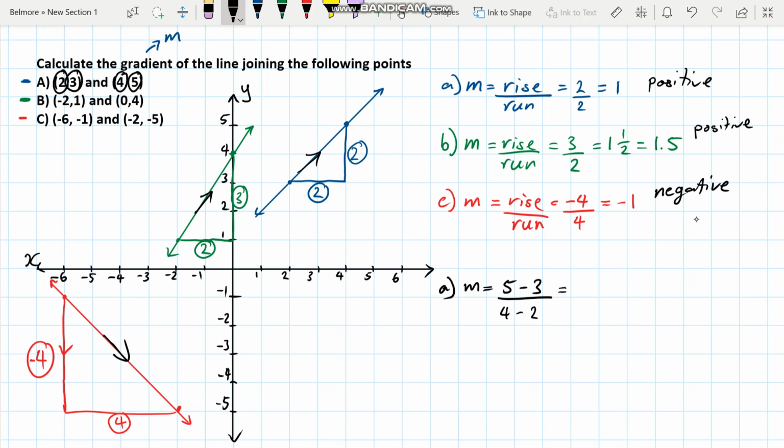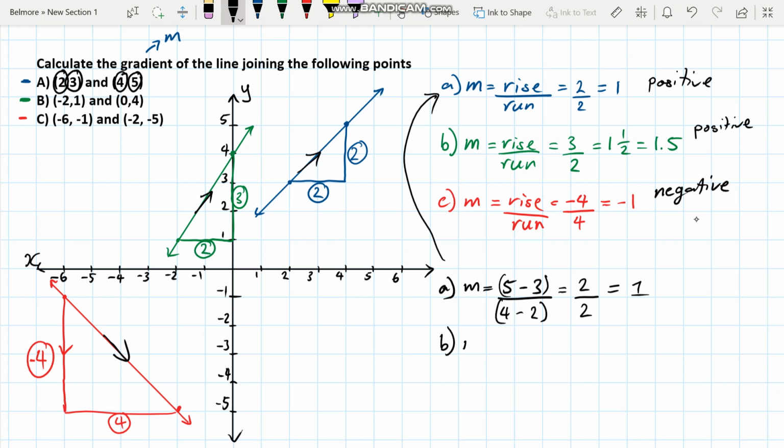Okay, make sure that these are done separately in your fraction. So 5 minus 3 gives me 2, and then 4 minus 2 gives me 2, which is the same as what we did here, except we didn't draw it. So again, that gives me 1. Okay.